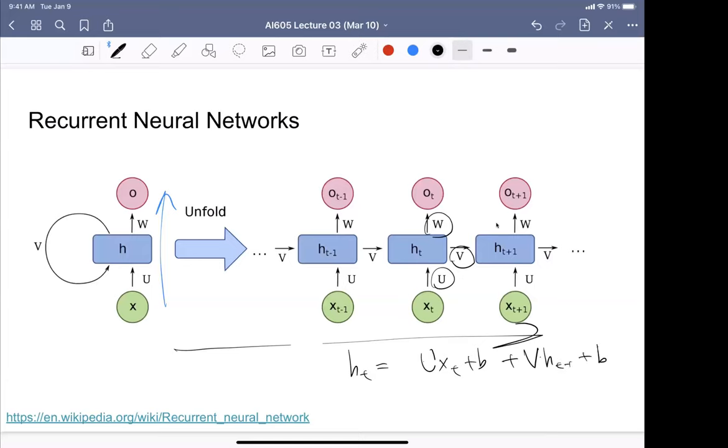But of course, these two biases can be just combined into one, right? So it's just simply UXT plus VHT minus one plus B. So now you see again that this part is what's recurrent, because you are using the previous output of the current module as the input for the current time step. And that sounds great, but we see there is something missing. What's missing here, of course, is that if you just do it this way, then everything will be just linear. Of course, I'm not saying linear is bad. Linear is sometimes very useful, but as we saw, just multiplying several linear matrices is just another linear matrix. So it doesn't actually allow us to model complicated, especially very discrete behaviors of neural nets.